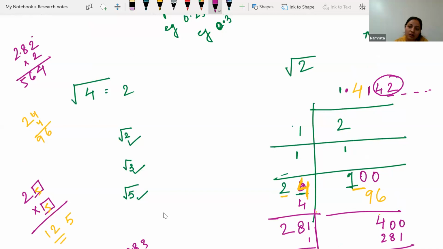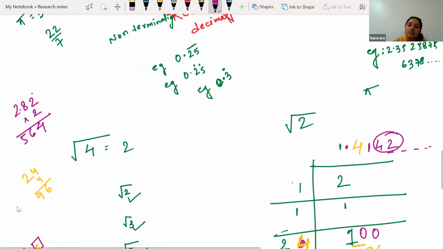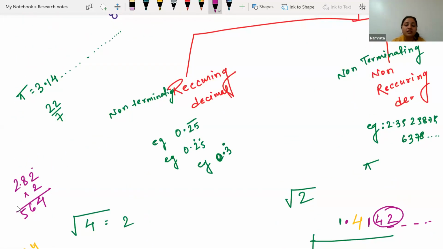So you can see we are not getting the 4141 type of pattern, and we will not get a pattern over here. It will just keep on going. If I fill the whole screen, it will go down and down. The numbers will just keep on coming without any repetition. That's why we say non-terminating, non-repeating decimal numbers; examples are root 2, root 3, root 5. These are the numbers which, when you find the square root, give a decimal number which will not follow any pattern at all and will not stop at all.